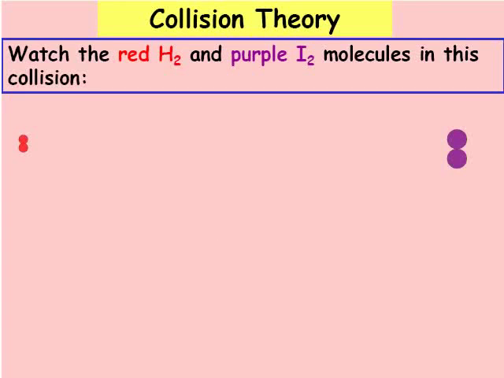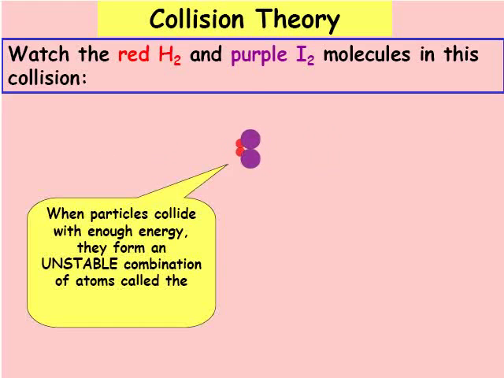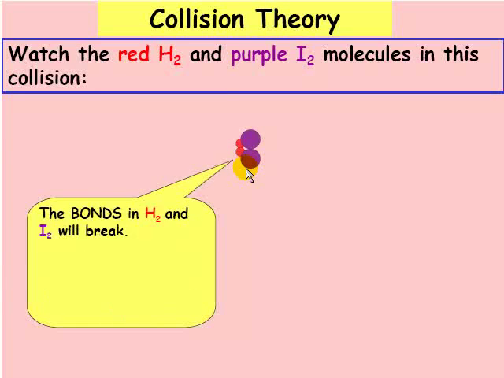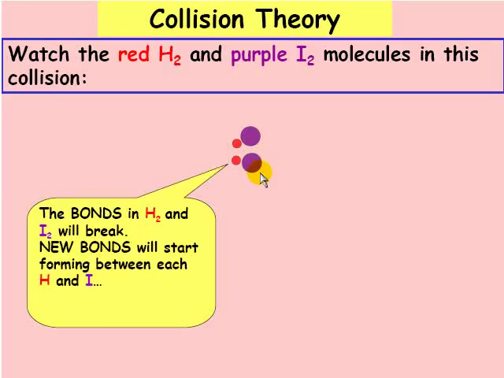Let's consider this collision, this time with a little more kinetic energy. When the particles collide with enough energy, they form an unstable combination of atoms. This is called the activated complex, and in this case it has the formula H2I2. If they collide with enough energy, the bonds in the H2 and the I2 will break, and then new bonds will start forming between the H's and the I's.